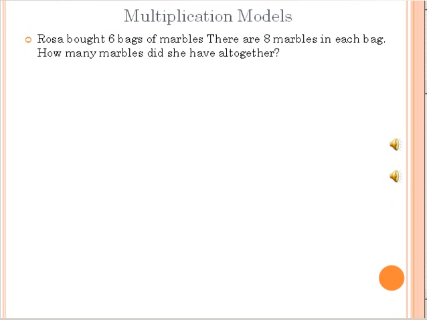This slide is meant to highlight some of the early strategies that your child may be using when they're learning multiplication. In this story problem, Rosa bought 6 bags of marbles. There are 8 marbles in each bag. We want to know how many marbles she had altogether. Take just a minute to think about how your child might answer that question.